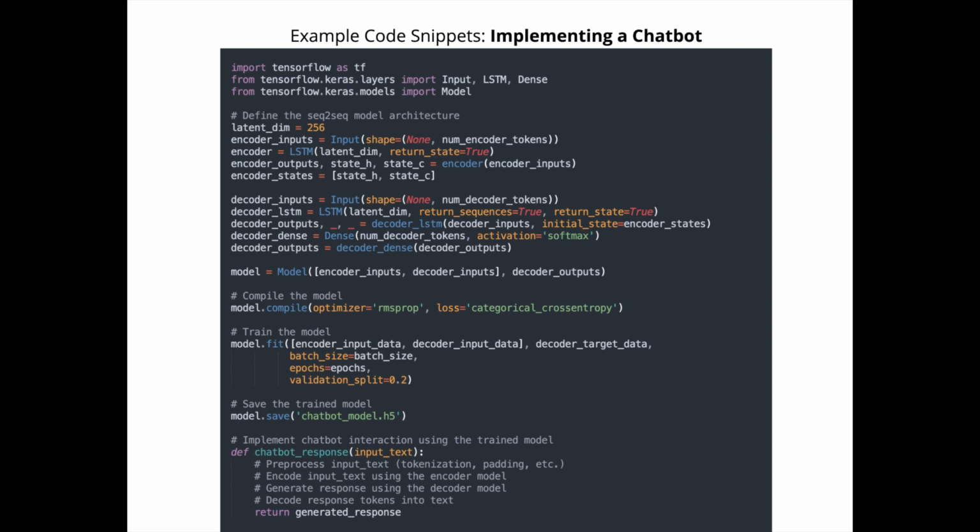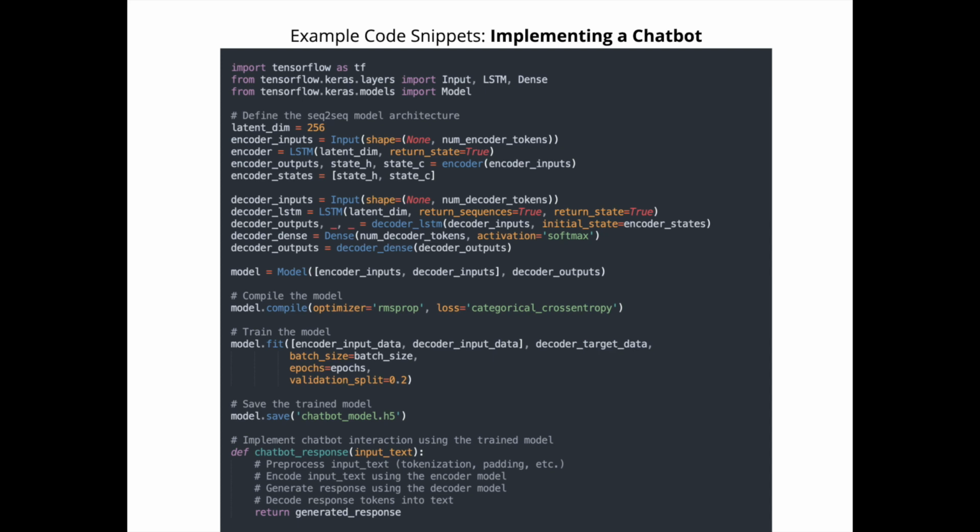Next, decoder_inputs. We get the input, almost similar to the encoder, where we call the Input function, but instead of encoder we give the decoder tokens. Then decoder_lstm, we call the LSTM function with the latent_dim, return_sequences equal to True, and return_state equal to True. Decoder_outputs, comma, underscore, underscore, we don't need these, so that's why these are underscores, equal to decoder_lstm, decoder_inputs, and initial_state equal to encoder_states. Now decoder_dense is a dense layer we create here using the Dense function by passing it the number of decoder tokens and activation equal to softmax.